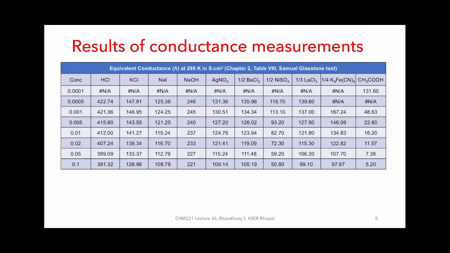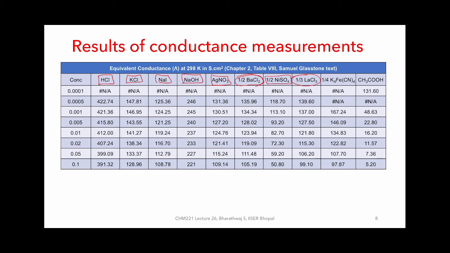In this slide, what I have done is to summarize measurements of equivalent conductance for different electrolytes that are present. So let me go one after the other. You have equivalent conductance measured for strong acids and strong bases, followed by salts that are composed of univalent cation and anion. And also you have measurements that are made for a bivalent cation and an anion in the example of nickel sulfate.